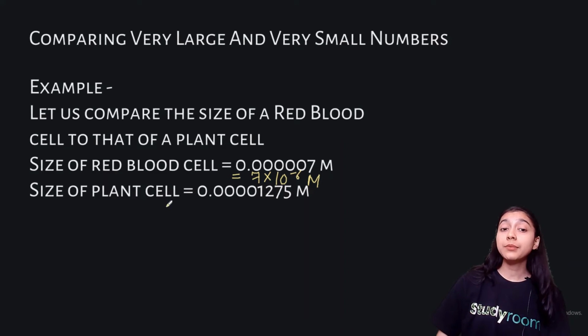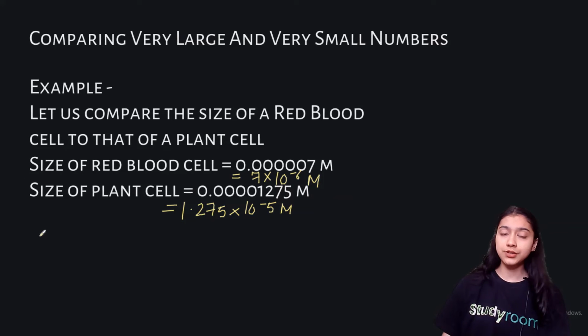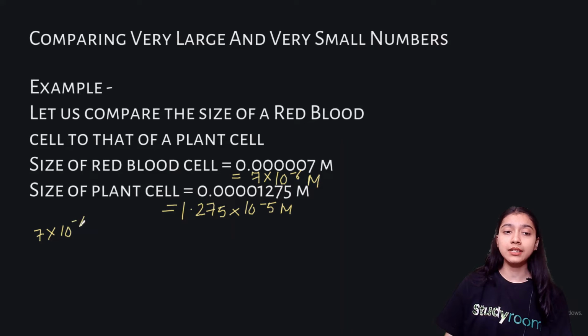Now we have the size of the plant cell as 0.00001275. Converting it into standard form, we get 1.275 multiplied by 10 to the power of minus 5 meters. Now in order to compare them, we have to divide both the quantities, that is the size of the red blood cell divided by the size of the plant cell. So we get 7 multiplied by 10 to the power of minus 6, divided by 1.275 multiplied by 10 to the power of minus 5.